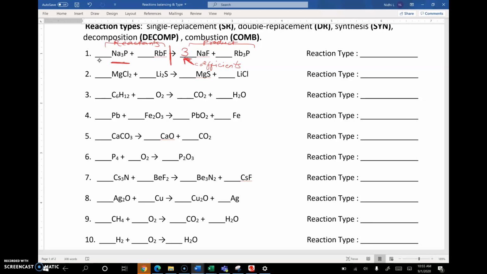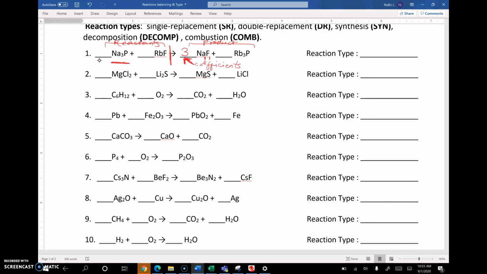When you place this 3 here, this 3 makes the sodium 3 and the fluorine 3. When you see 1 sodium here, it's 1. Fluorine is 1. So total fluorine you have is 1 times 3 is 3. Sodium is 1 times 3 is 3. So you have 3 sodium on the right side and 3 fluorine.